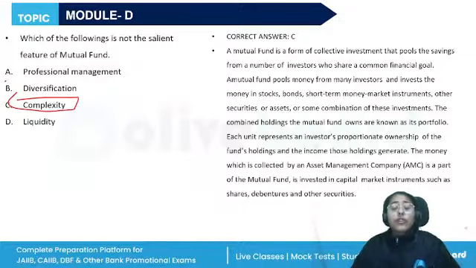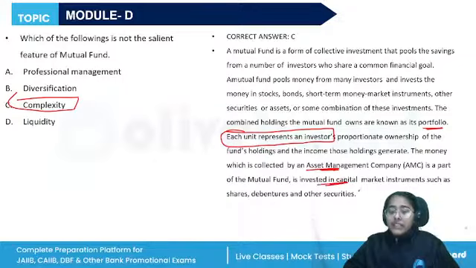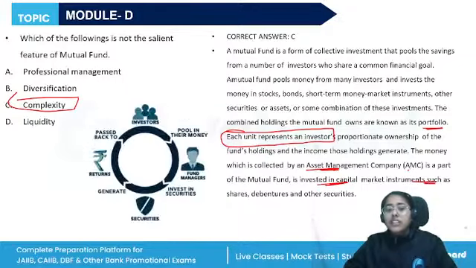This common financial goal can be tax saving, or it can be regular flow of income, or hybrid schemes can also be there. So, a mutual fund pools money from many investors and invests the money in stocks, bonds, short term money market instruments, or other securities, or even a combination. And these are together known as the portfolio. Then each unit represents one investor's proportionate ownership. Then the money which is collected by the asset management company is invested in the money market instruments as shares, debentures, and other securities. So this is the process.